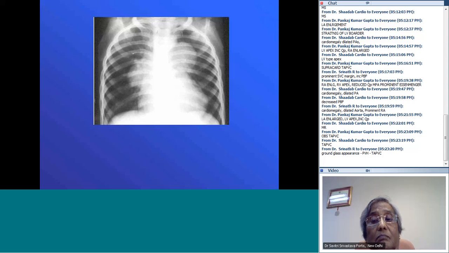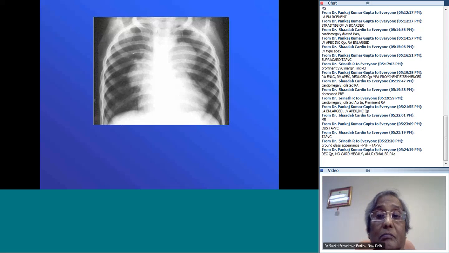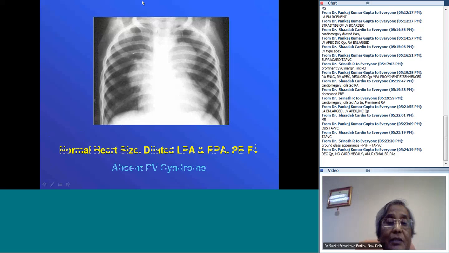One person has reached a near diagnosis. This is a normal heart size, markedly dilated hilar vessels, RPA and LPA, with decreased pulmonary blood flow. This is TOF with absent pulmonary valve syndrome. The two people are good. Good. I try to read this X-ray.